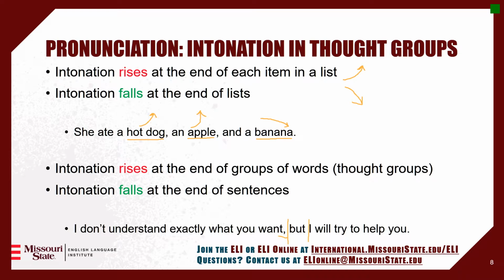Okay, so listen for the intonation. It'll go up, up, and down. Okay? I don't understand exactly what you want, but I'll try to help you. Okay? I don't understand exactly what you want, but I'll try to help you. So I'm using that intonation to show what those different ideas are. I have the first idea, I don't understand. The second idea, which is just that transition. I want to make sure that somebody knows that I'm going to say something different. And then the last idea. Okay? So that's how we use intonation to group our sentences into separate ideas and let our listener know when those start and stop.